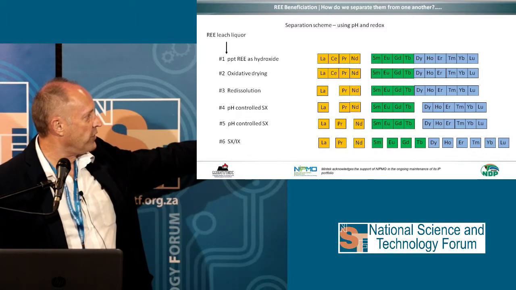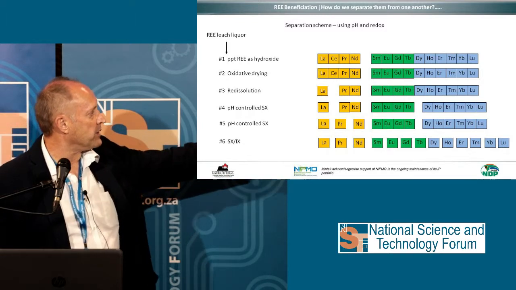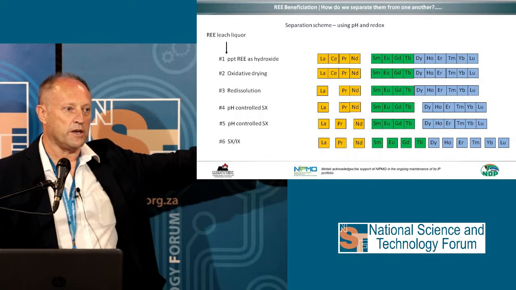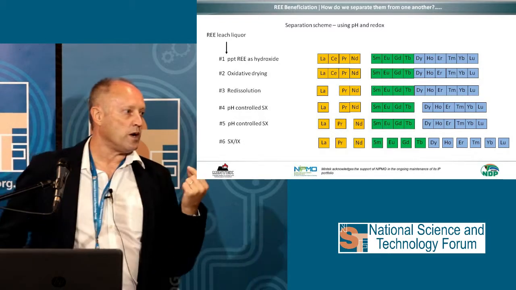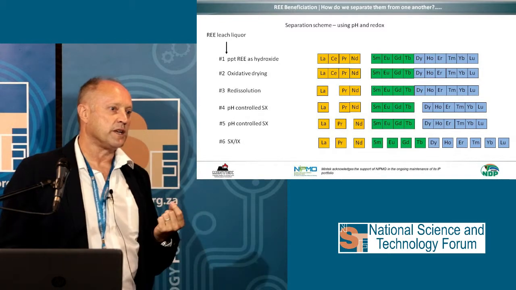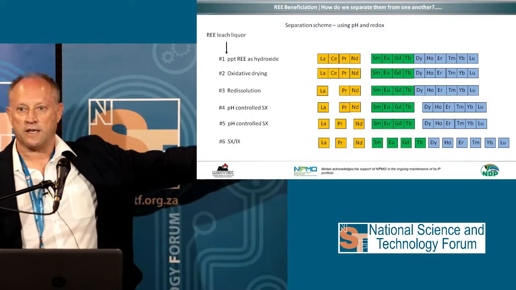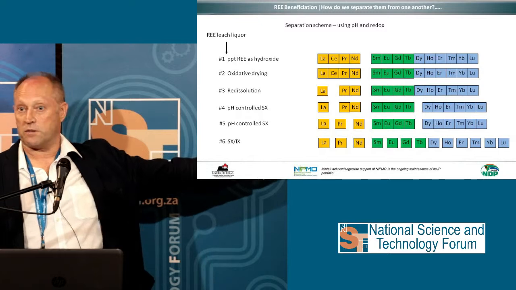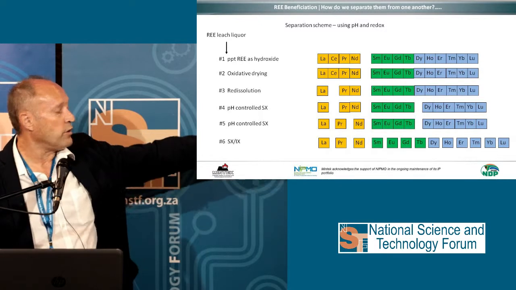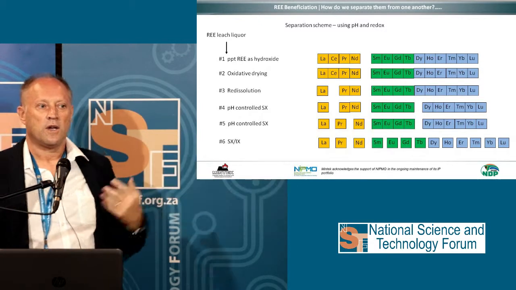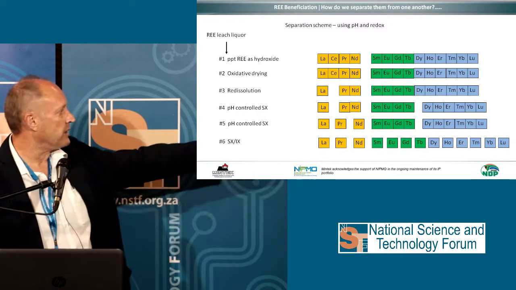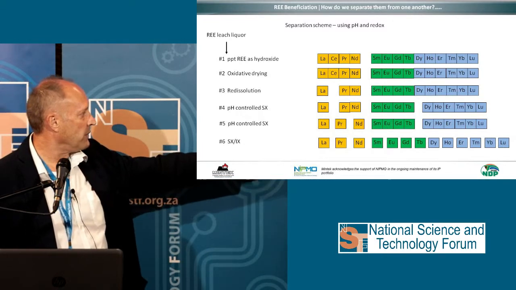Controlling the pH even further, you can now separate praseodymium and neodymium from each other. Although for magnetic materials, most magnet manufacturers take it as it is, in the natural ratio, because you need both of them in a magnet. So it is actually not necessary to separate them from each other, but you can if you want to.